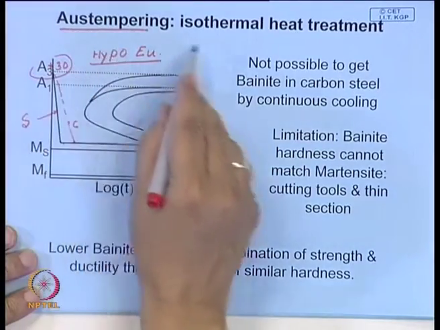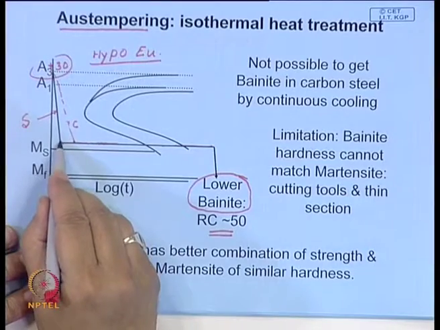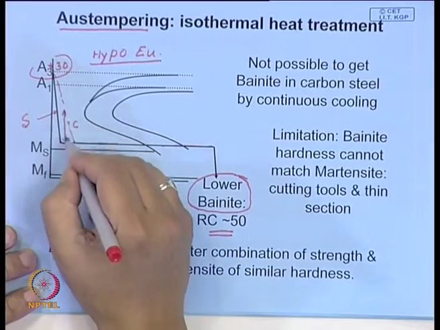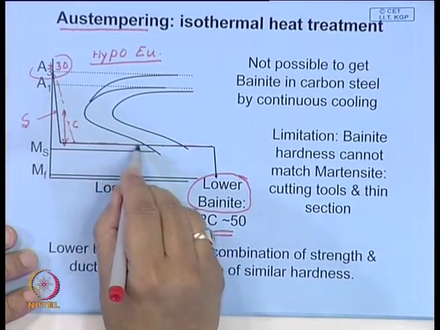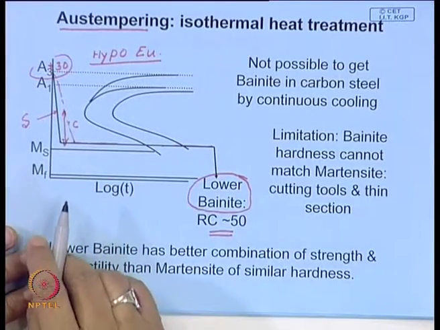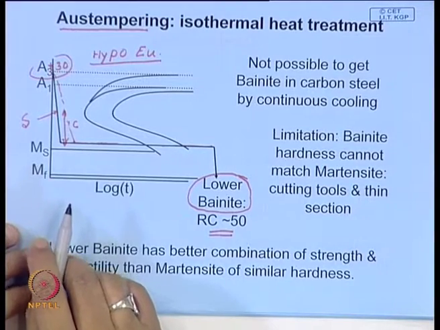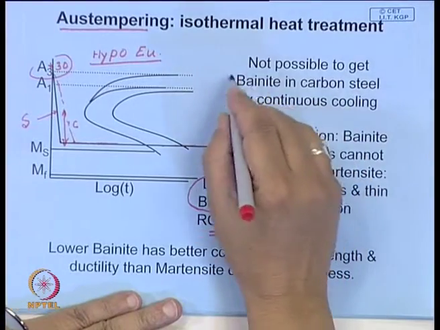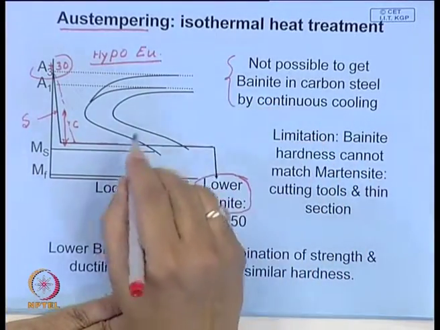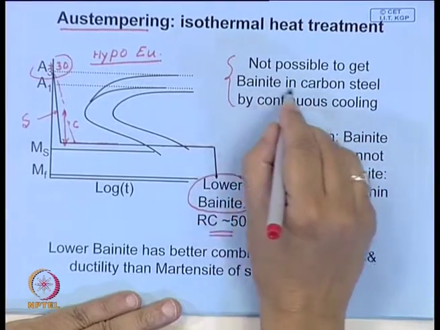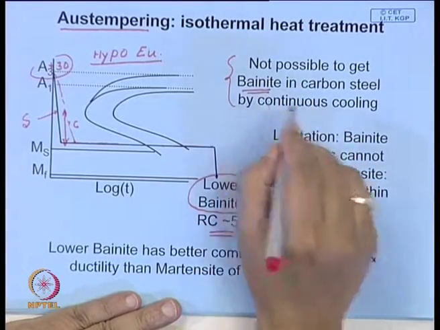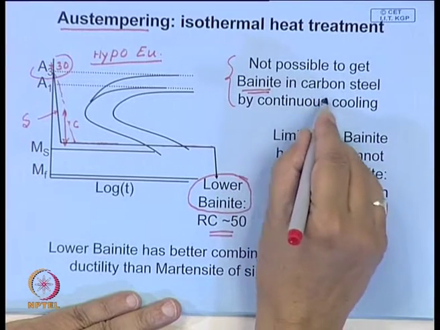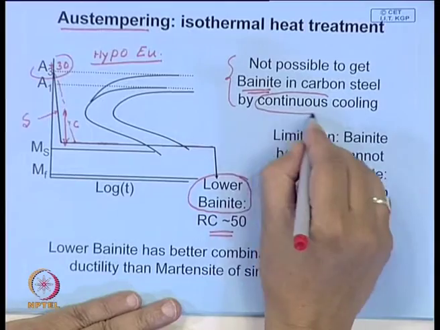So, look at this process here. If you follow this kind of a procedure, you are able to control the temperature difference between the core and the surface to some extent, so that you can minimize the residual stress that will develop during the transformation process. And also, by giving this kind of treatment, it is possible to get bainite in a plain carbon steel, which is not otherwise possible. You can't get bainitic structure by continuous cooling.